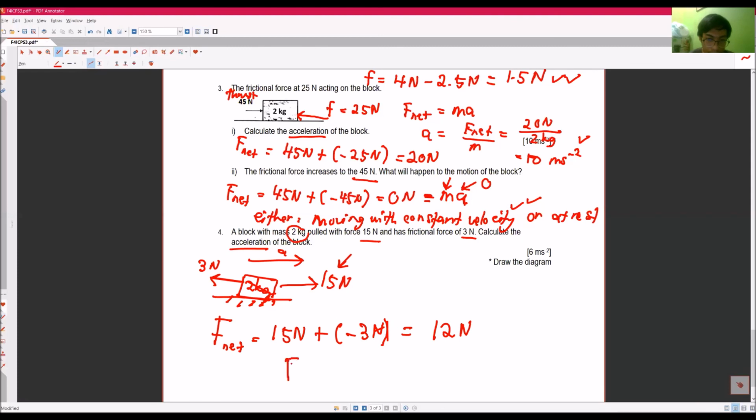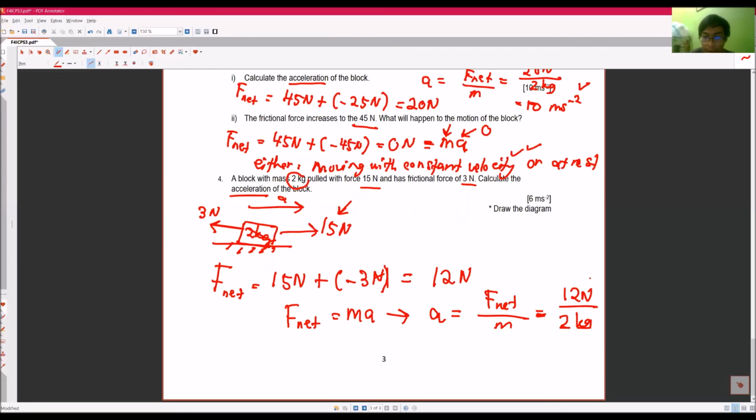Okay, so equate it into the Newton's second law, rearrange, F net equal to MA. Our F net is 12 Newton, mass is 2 kg. So 12 divided by 2 is 6 meter per second square. So same with the answer. And then the direction of the acceleration is the same as the thrust or net force.